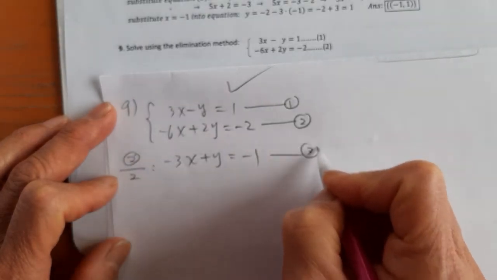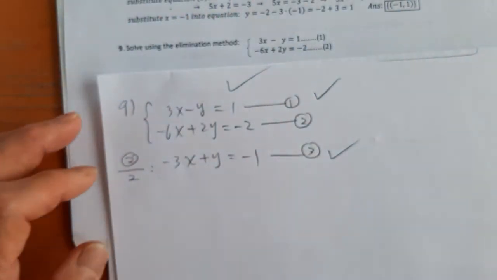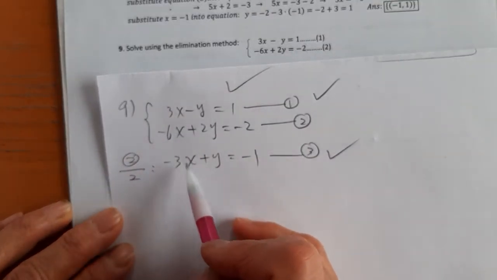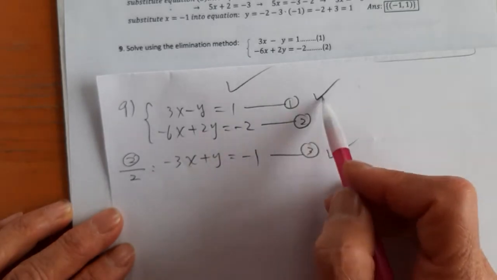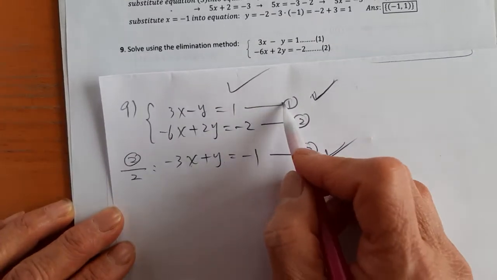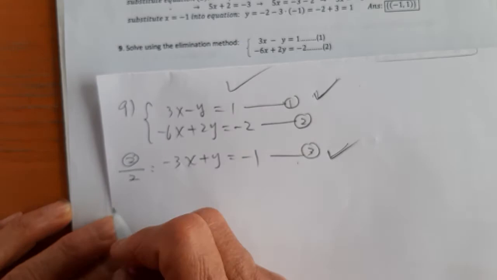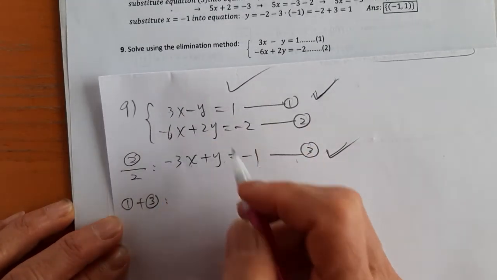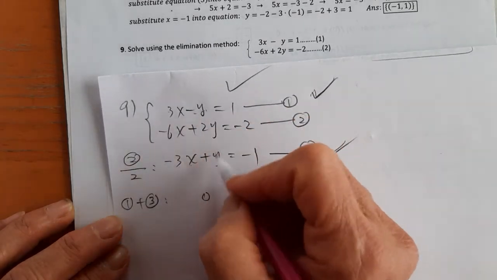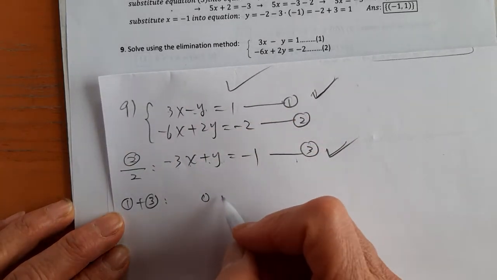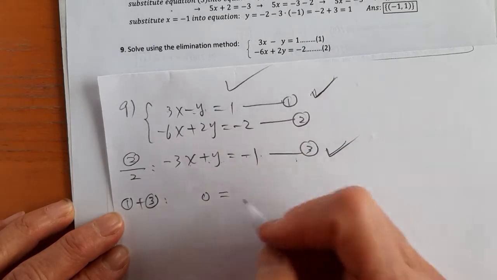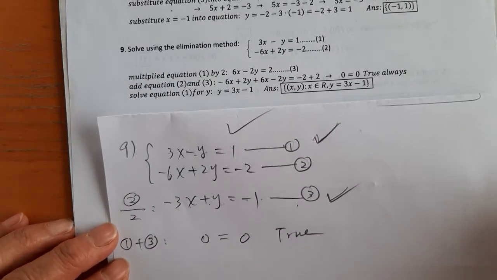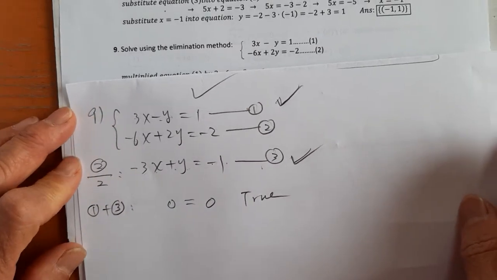You can call it the third equation, and combine it with the first equation. Second equation divided by 2, -3x plus y equal -1. Combine with the first equation and do addition. 3x add -3x is 0. -1 add y is also 0. Equals 1 add -1, also 0. Always true. So there are many solutions.